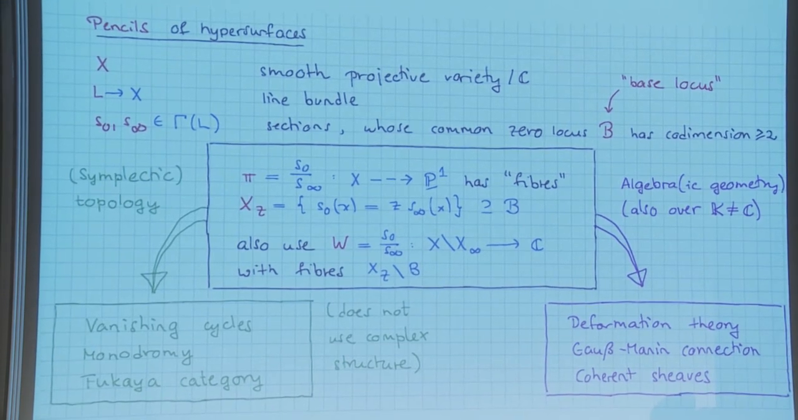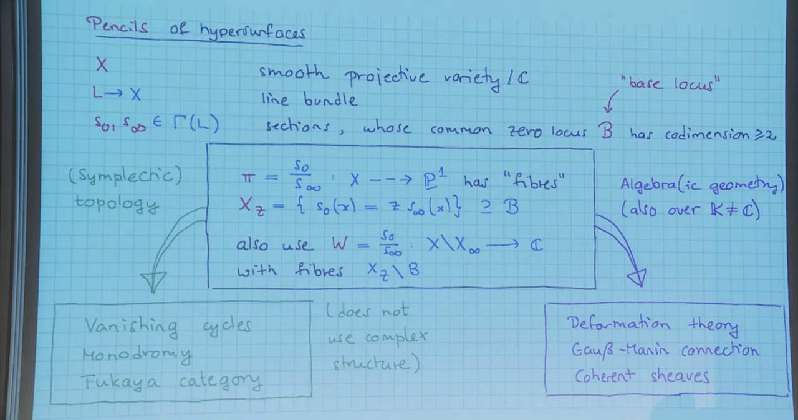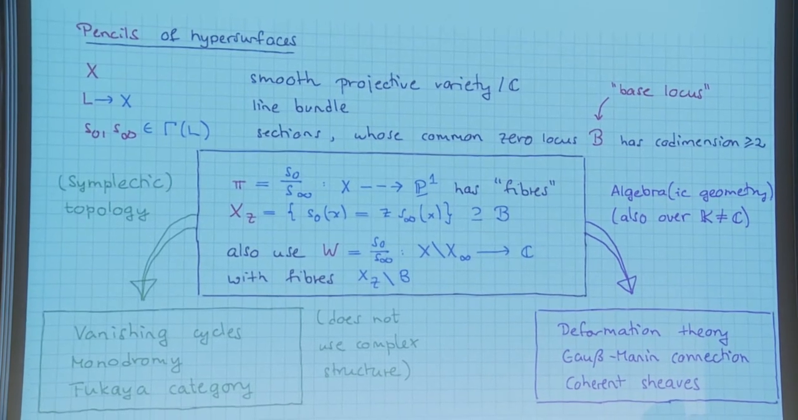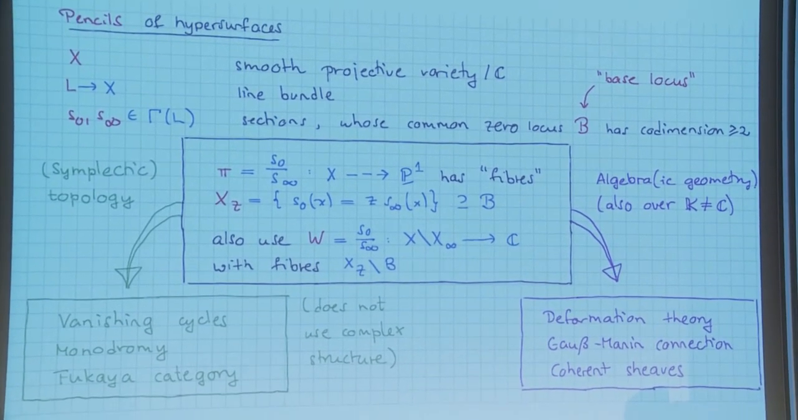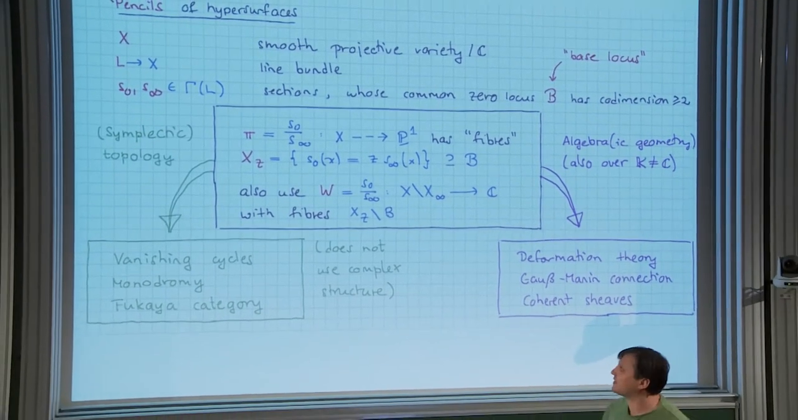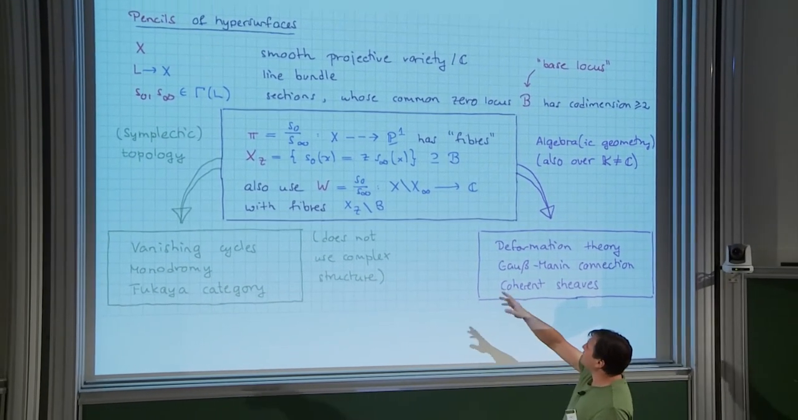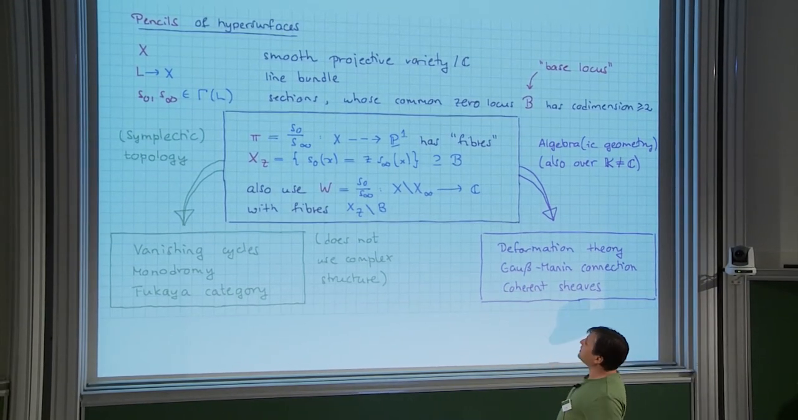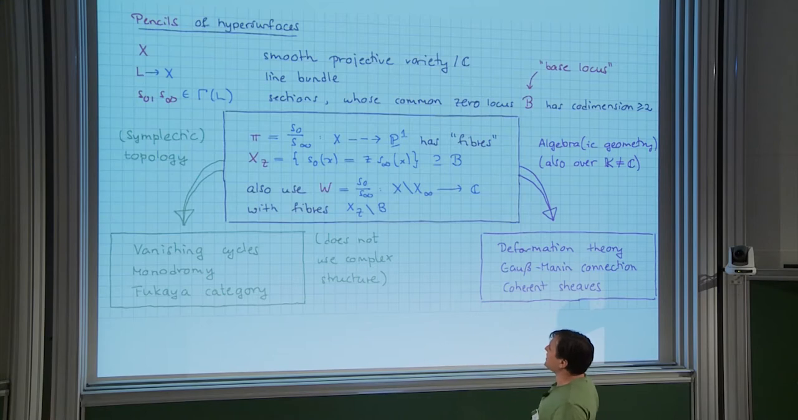So obviously there's a hypersurface X_0, which is where s_0 vanishes. There's a hypersurface X_infinity where s_infinity vanishes. And then there's a whole pencil of hypersurfaces X_z, which are defined by the vanishing of some linear combination. Those hypersurfaces all intersect in the same thing, B. If you don't mind that they intersect, you can think of the whole thing as being given by some not quite well-defined map to the projective line, whose fibers are these X_z.